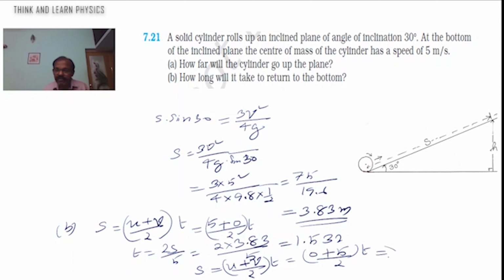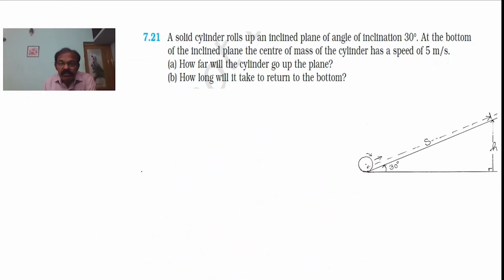So again we get t as 1.532 seconds. Therefore, the total time taken by the cylinder to return to the ground is given by t equals 1.532 plus 1.532 equals 3.064, or it is approximately equal to 3 seconds.